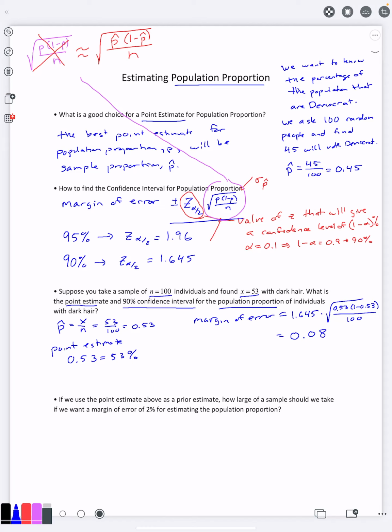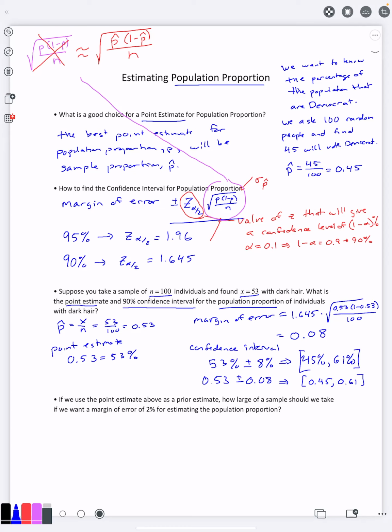So then my confidence interval, and really my 90% confidence interval, is going to be 53% plus or minus 8%, which in terms of adding and subtracting, 53 minus 8 is 45, and 53 plus 8 is 61. So I would say I am 90% confident that the true percentage of people with dark hair is somewhere between 45% and 61%. And you can do it in decimal or percentage format there, I don't care.